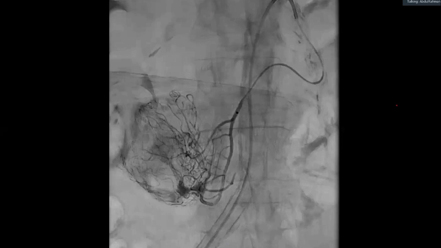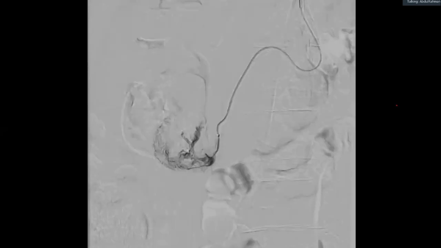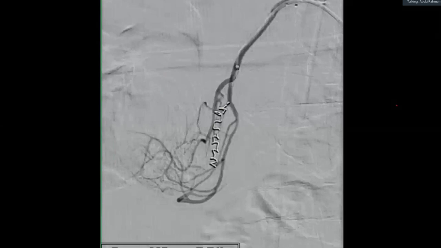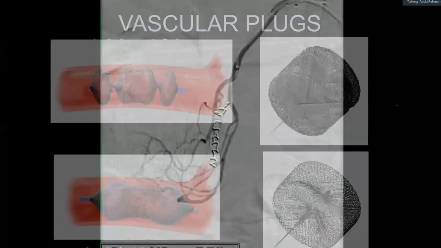The same patient, so this is a more magnified view. This was the source of the bleeding, and some of those coils that I showed you earlier were placed.